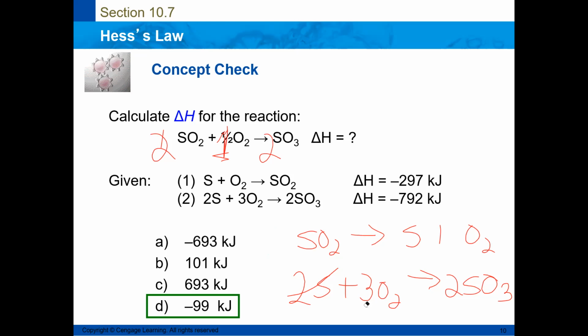SO2. Okay. So if we multiply this times 2 and reverse it, that's not going to give us enough. Nope. I get negative. What do you guys get?